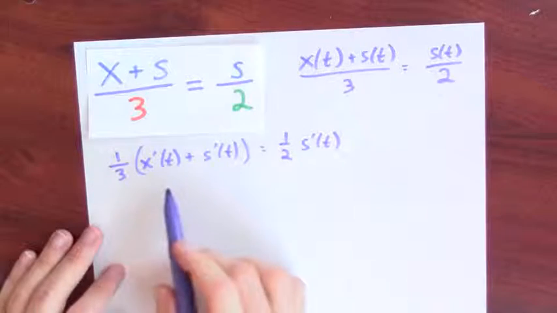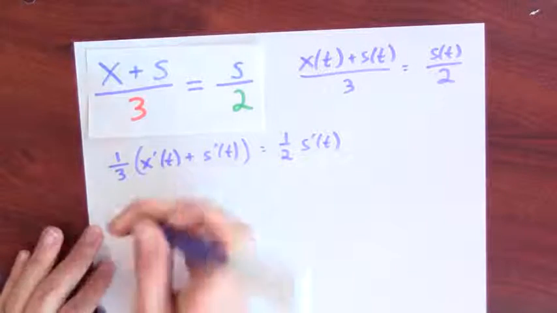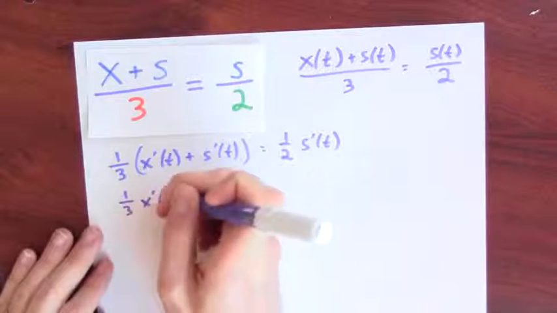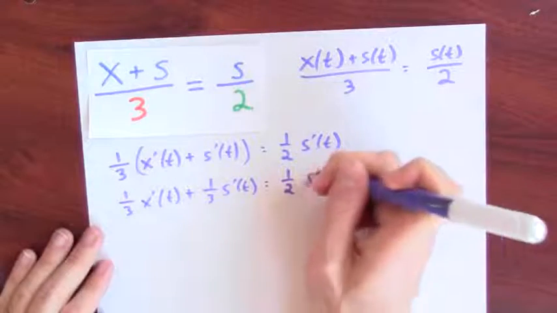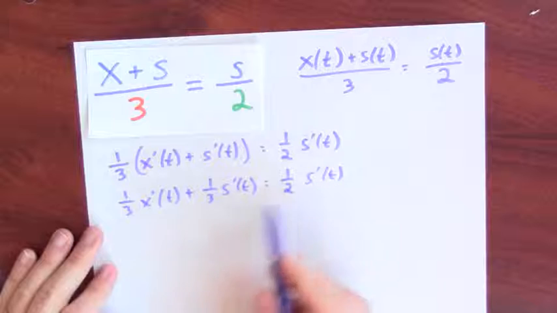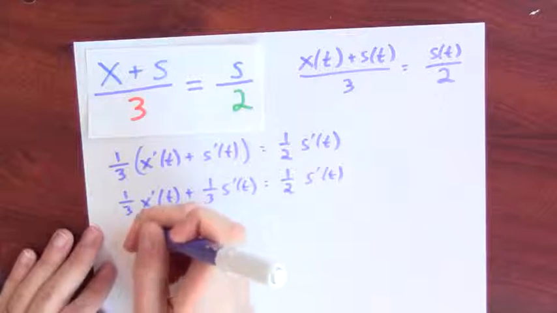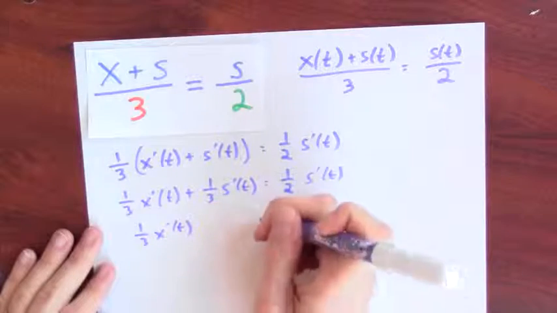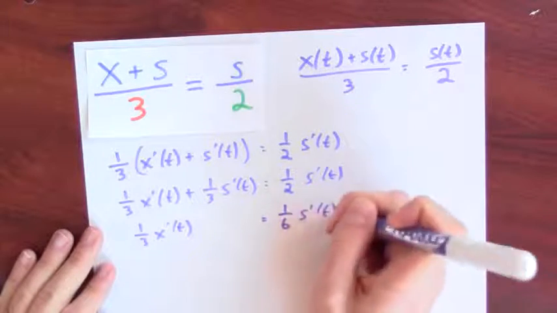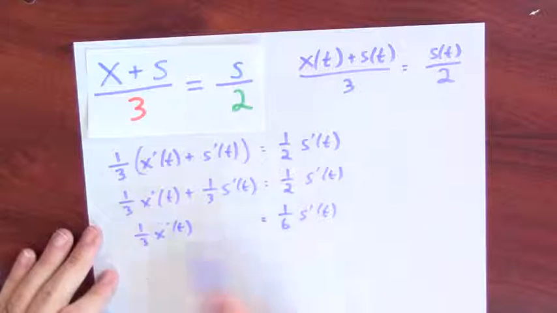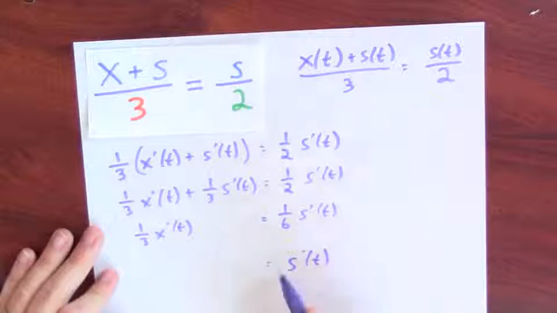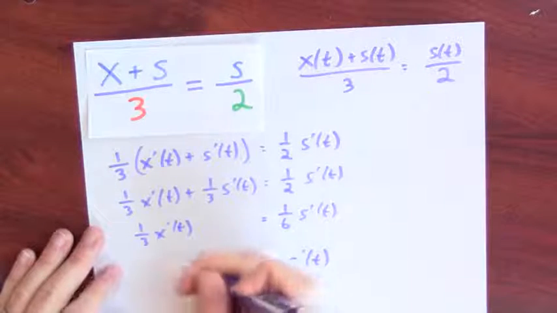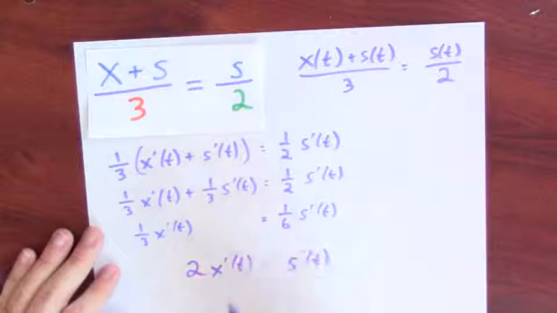And now I could solve for the derivative of s. Let me first expand this out. I've got 1/3 x prime plus 1/3 s prime is 1/2 s prime. I'll subtract 1/3 s prime from both sides. Got 1/3 x prime is 1/6 s prime, because a half minus a third is a sixth. And then I'll multiply both sides by 6. So I find out that s prime, this is the rate of change in the shadow's length, is twice x prime. This is the speed with which the person is moving.